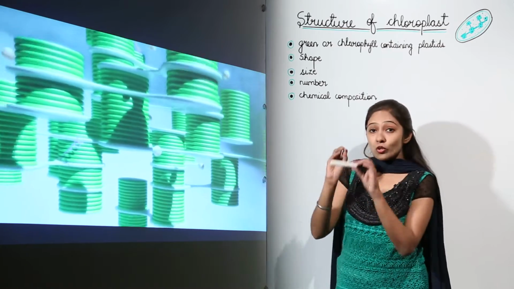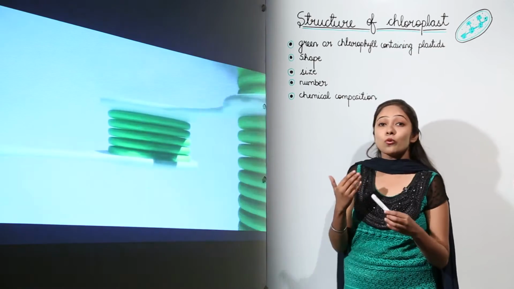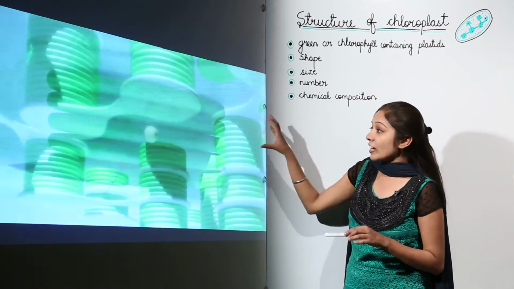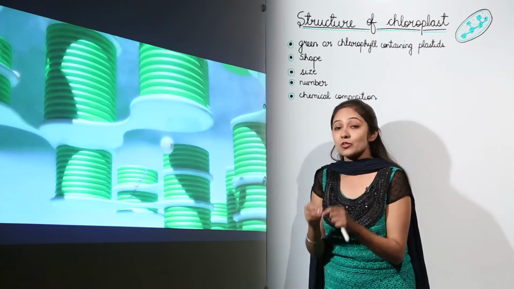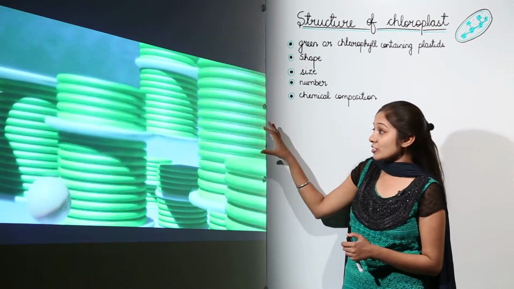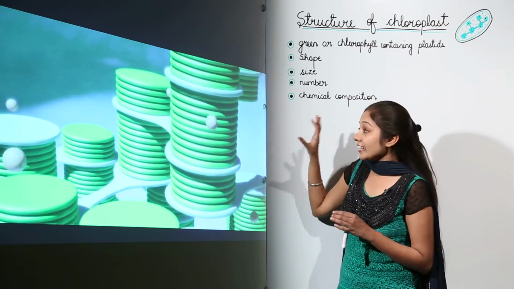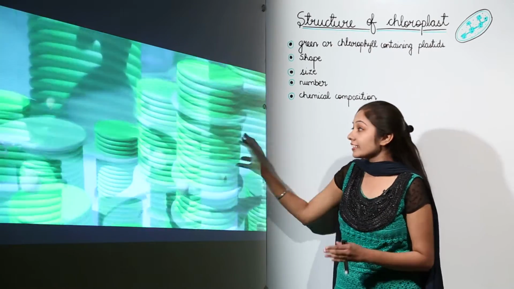So when the photons of light enter these stack-like structures which are known as grana, these structures contain special structures which are going to lead to the process of photosynthesis. So this process of photosynthesis which takes place over here in the chloroplast accounts for the life on earth actually.